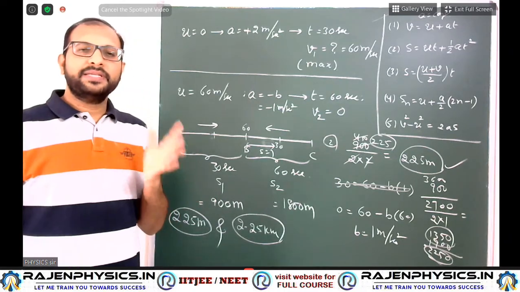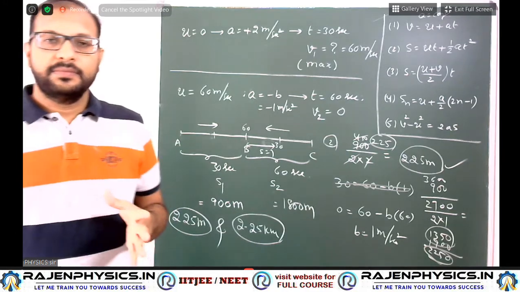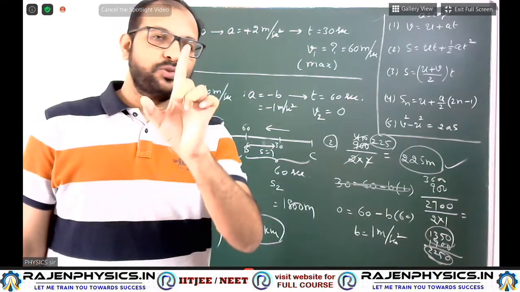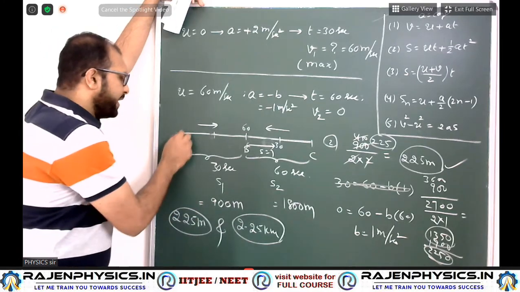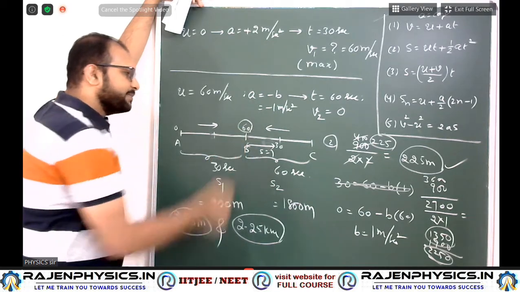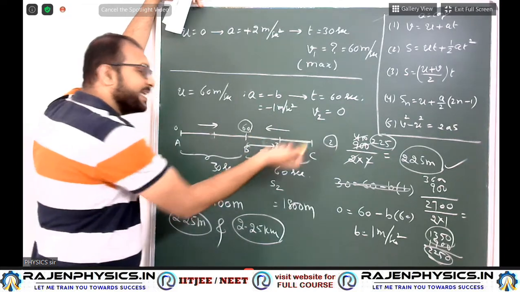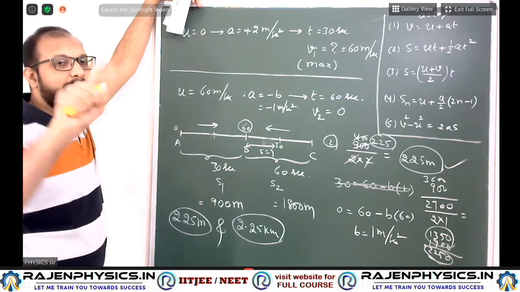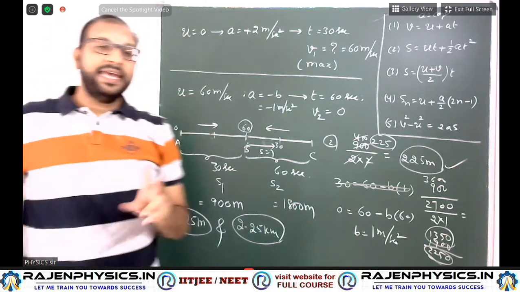The second problem is: find the positions where speed becomes half of the maximum speed. Here speed how much? 0. Here speed how much? 60. Again, from here to here it increases, from here to here it decreases, which means this is the maximum speed. Students, we need half of the max. Half means 30. But 30 comes at two places.